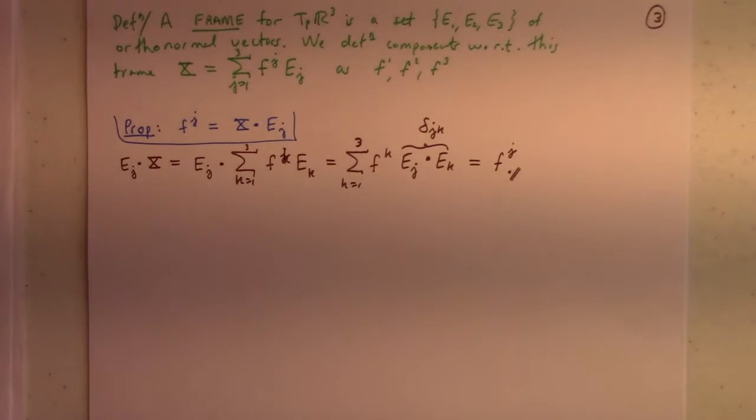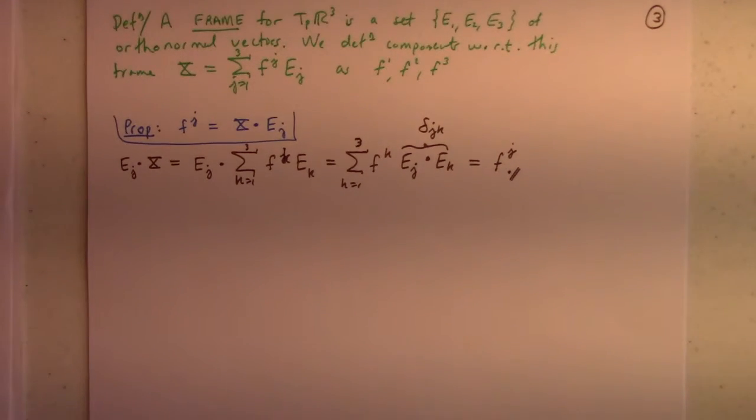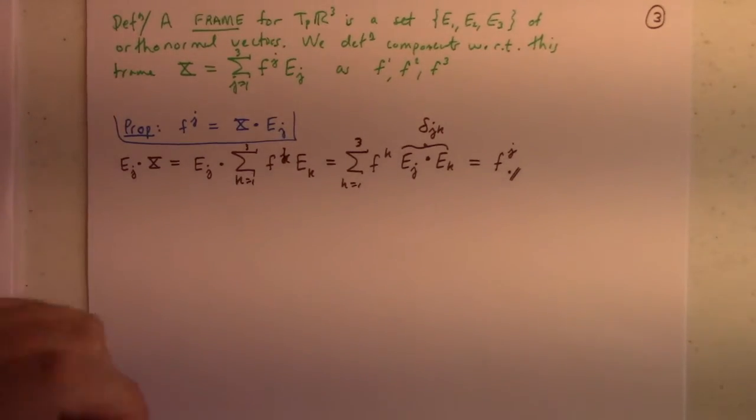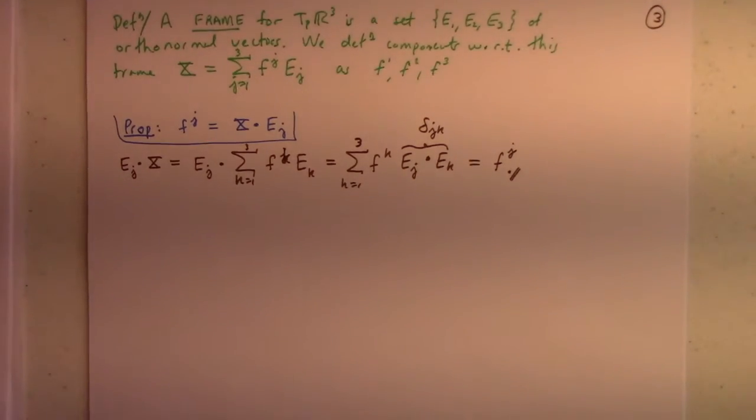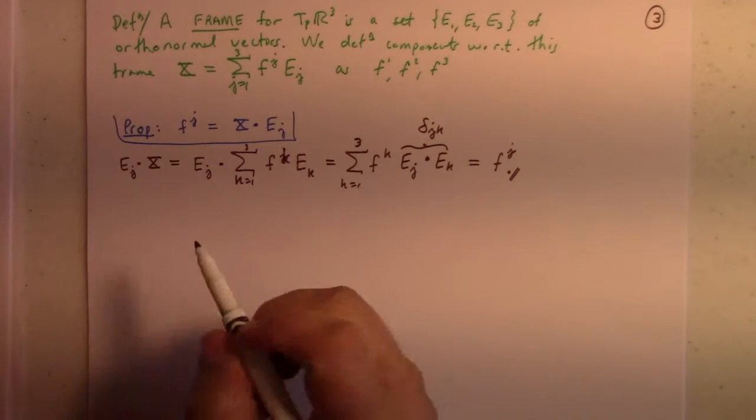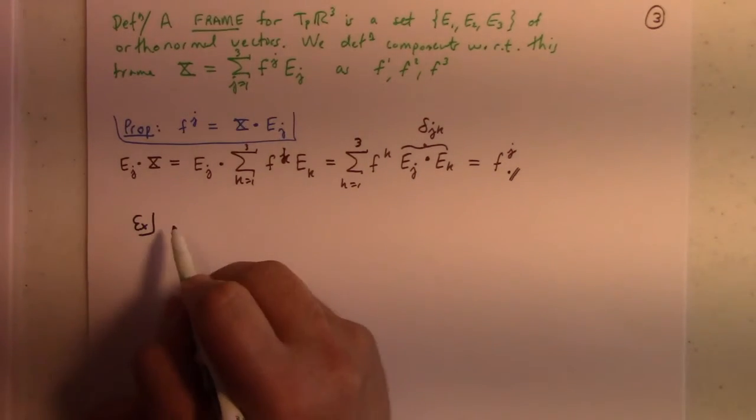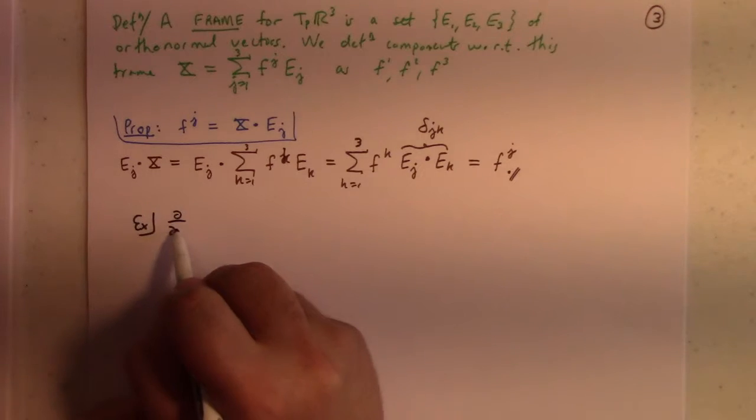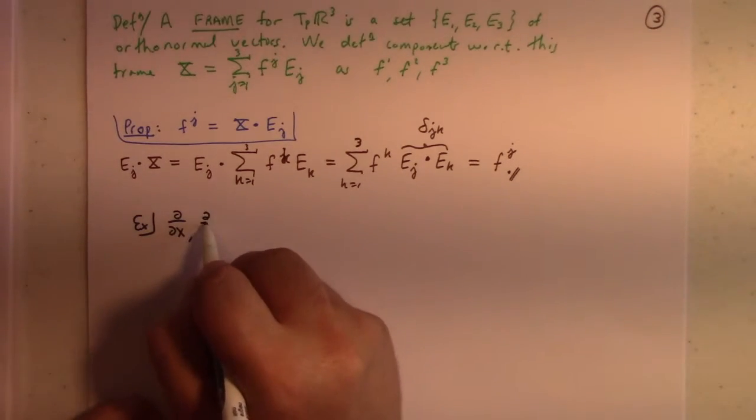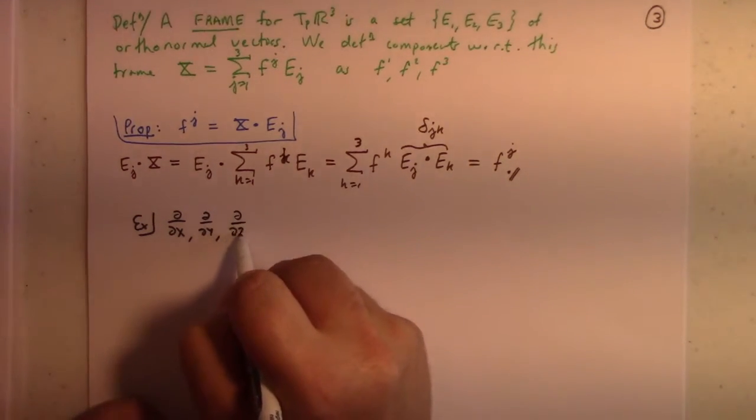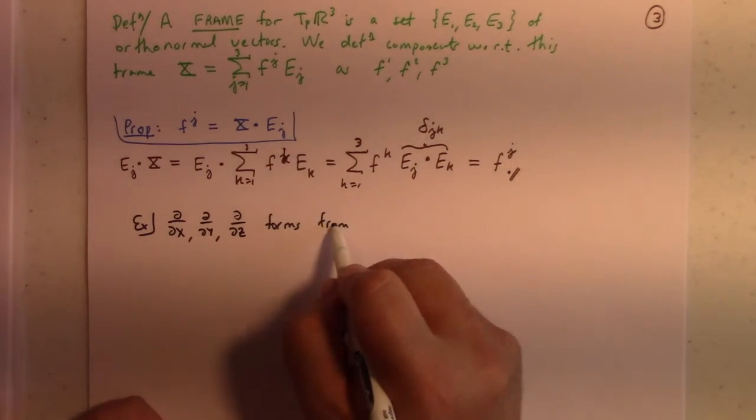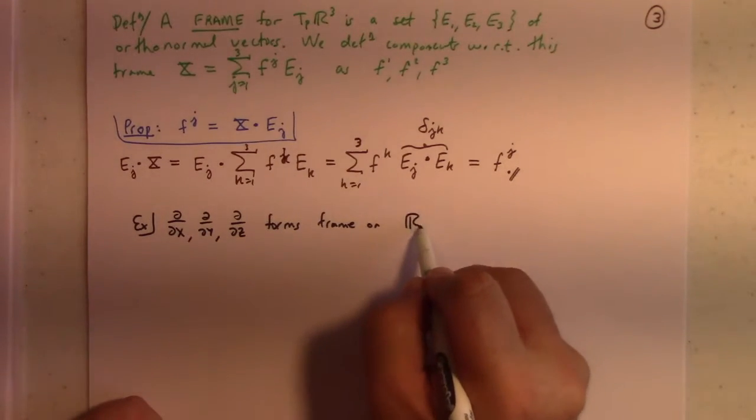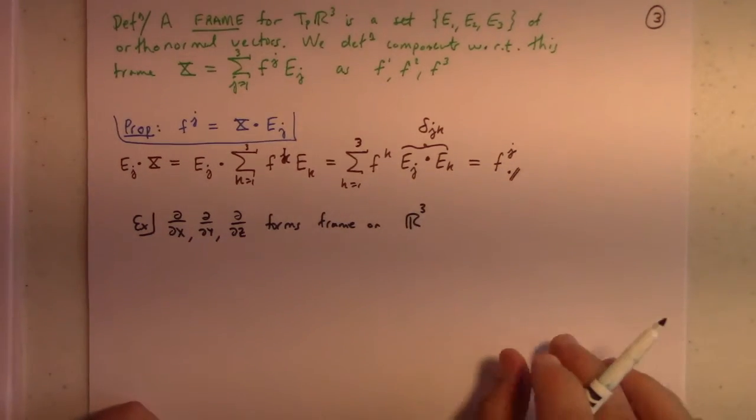Now, components with respect to a frame, very simple. What are examples of frames, I suppose, is the next question you might ask, right? So let me just show you an example. Of course, partial x, partial y, partial z forms a frame on R3. This, of course, is the Cartesian frame.